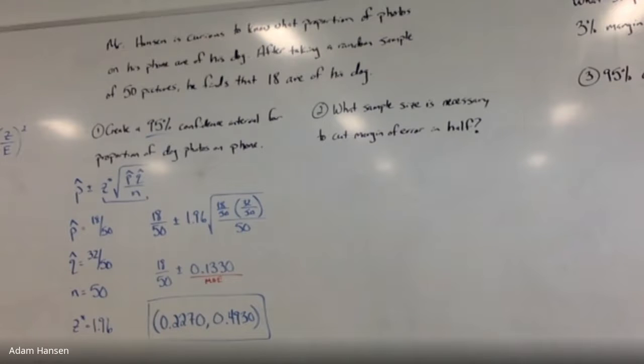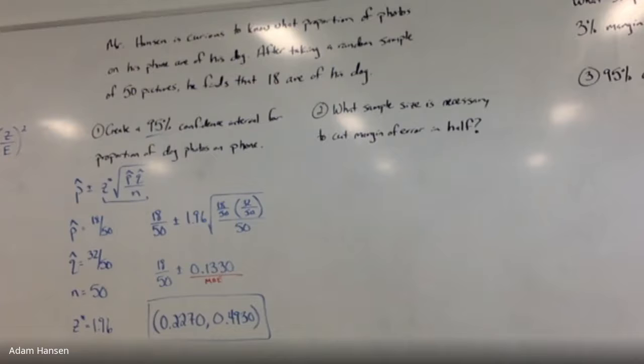Okay. Question 2. Let's change the game a little bit. What sample size is necessary? How many pictures would I have to look at to cut the margin of error in half? I want to get a more accurate result. I want there to be less margin of error, half the margin of error. How many pictures would I have to look at? Would it be more or less than the original sample size of 50 pictures? Should it be more or less if I cut the margin of error in half?